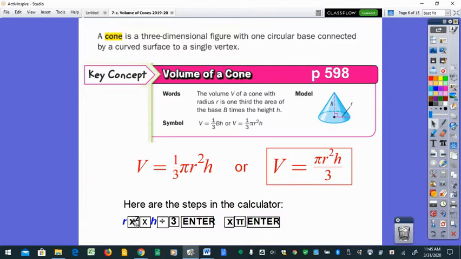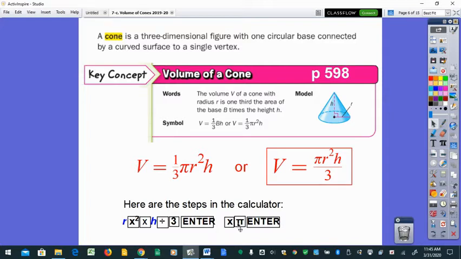Here are the buttons on the calculator that you would use. So you would put in your radius. What is the distance from a point on the edge of the cone to the center of the base? That's the radius. And you would square it. You'd hit the x squared button, you'd multiply it by the height. How tall is the cone running from the vertex to the center of the base? That would be the height. And then we're going to divide it by 3, and then you hit enter. Now, if you were to stop right there, that number would be your exact answer with a pi written after it.